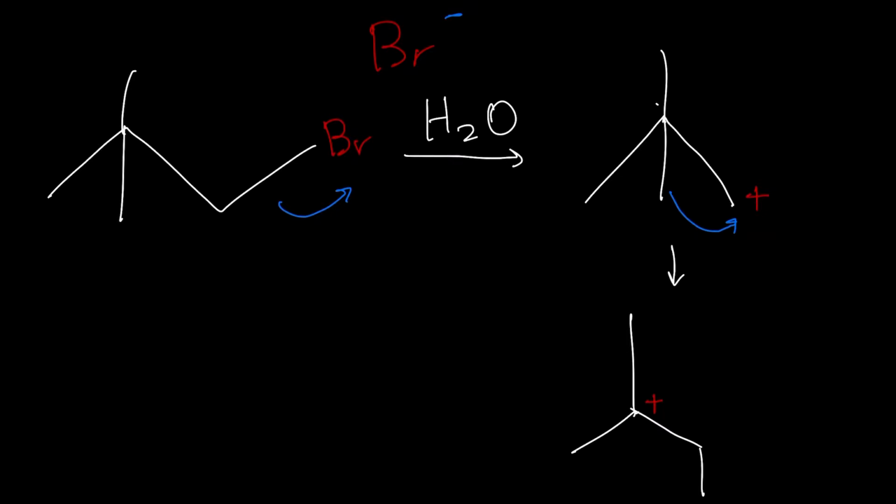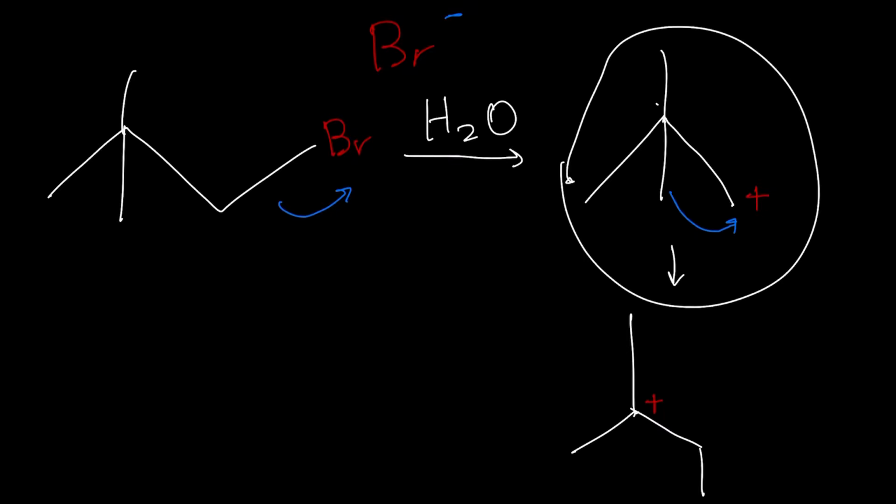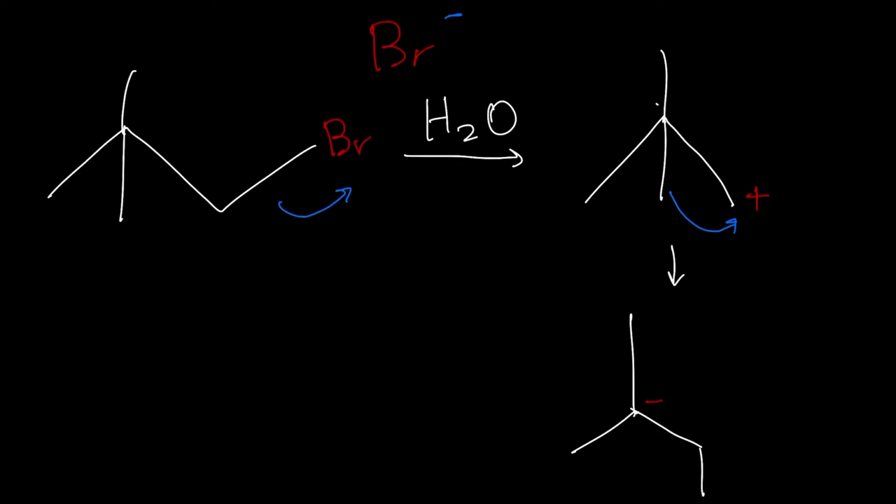Now this thing right here happens at the same stage when bromine leaves, but I've included it as another stage just to show you how it happens. But technically, when you look at the energy diagram, it's going to be one transition state.